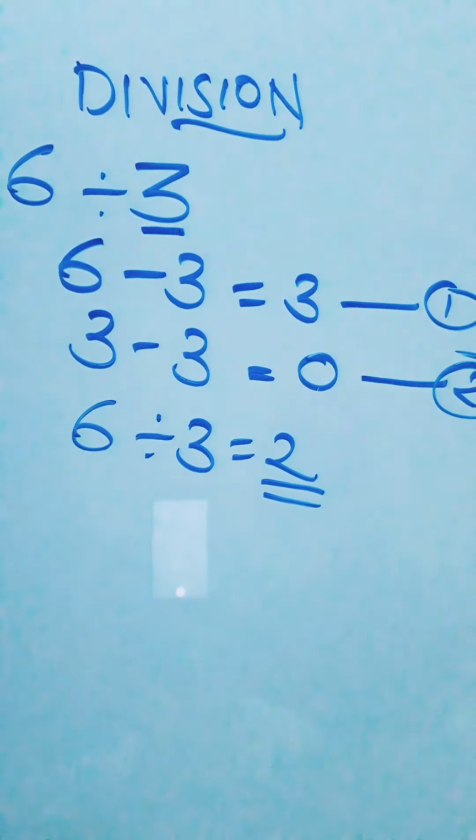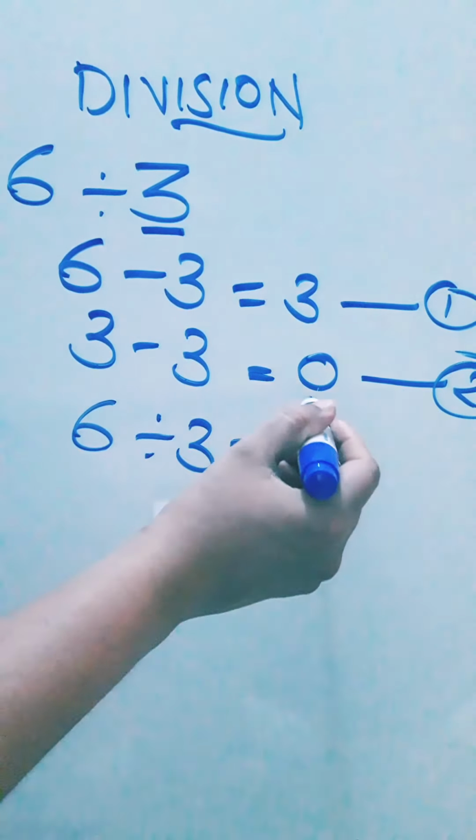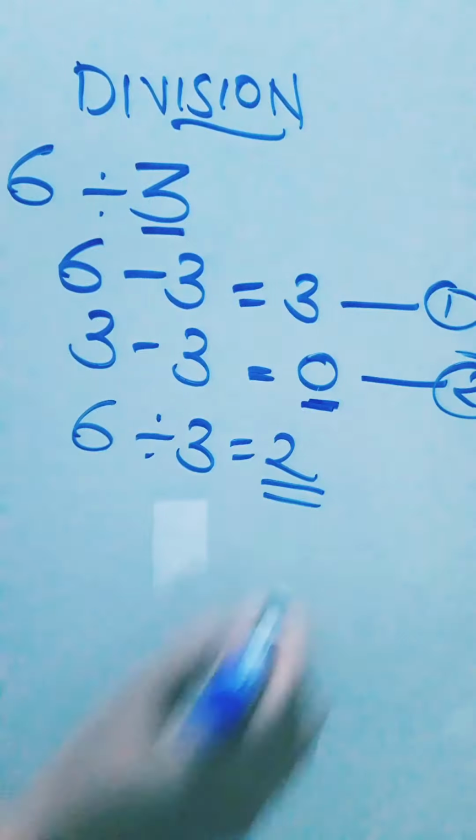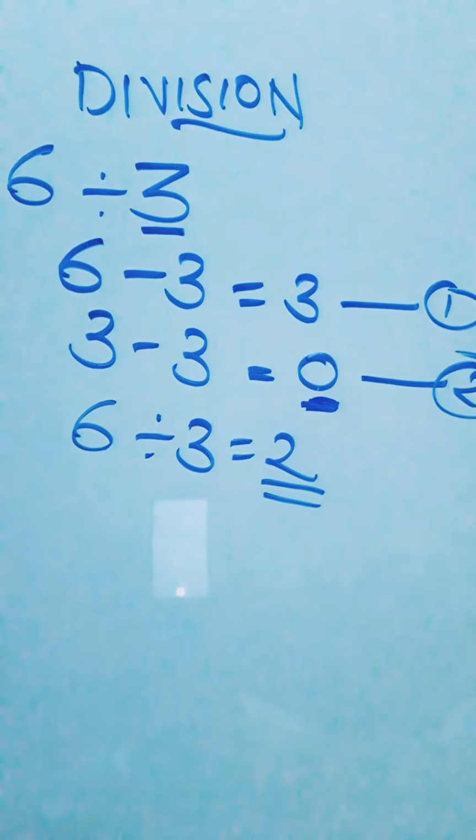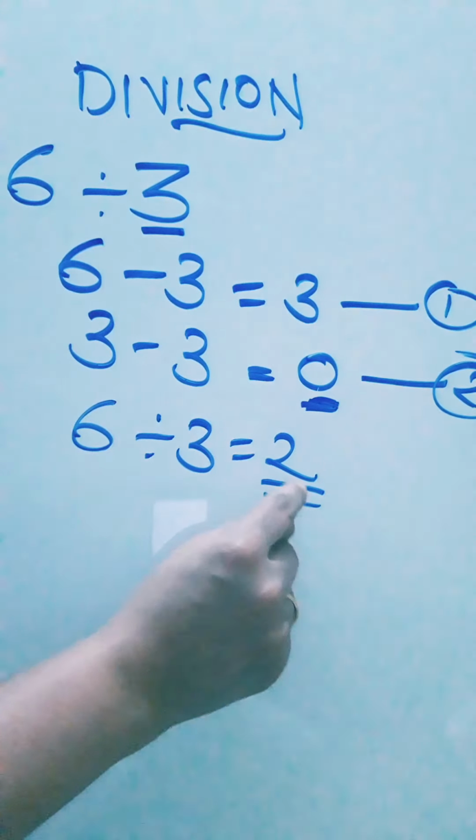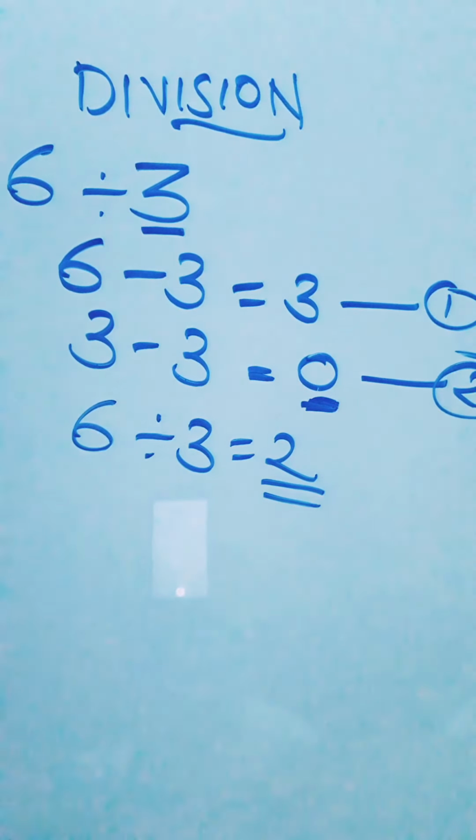How did I get 2 here? I have done repeated subtraction. And to get the last 0 here, how many steps have I taken? 2 steps. That's why 6 divided by 3 is equal to 2. That means each child will be getting 2 chocolates.